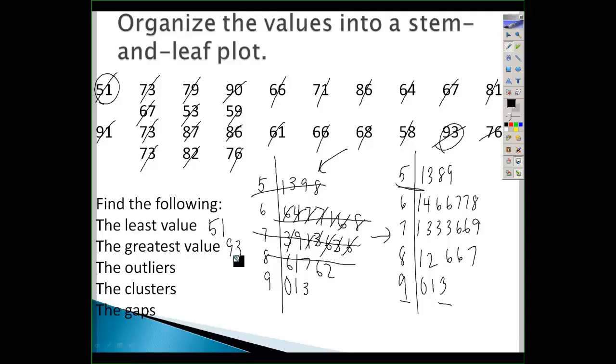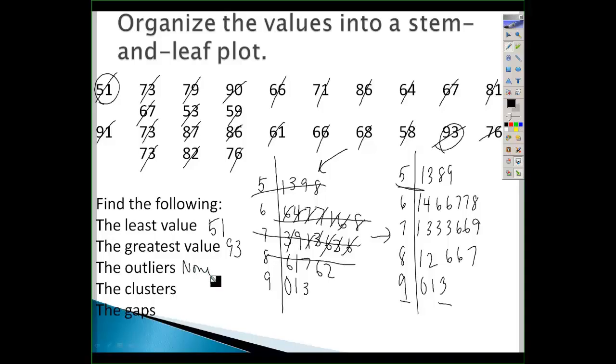Now I'm going to look for outliers. Is there any numbers that are way far away from everything else that don't really belong in the data set? In this case, I'm going to say 51 is the lowest, but it's right next to 53, so that one's okay. And 93 is the biggest, and it's right next to 91, so that's okay. So I'm going to say there's no outliers this time.